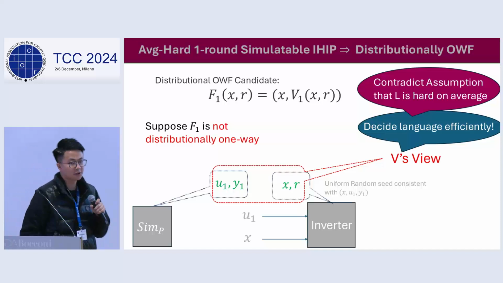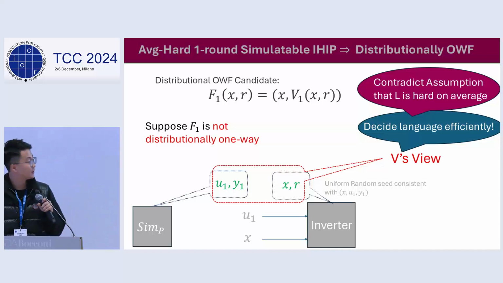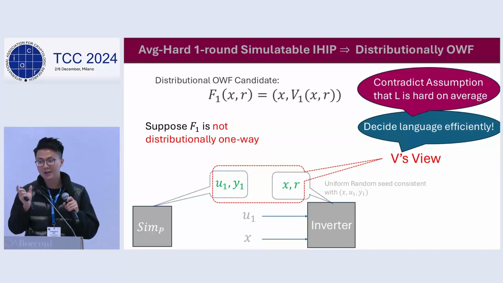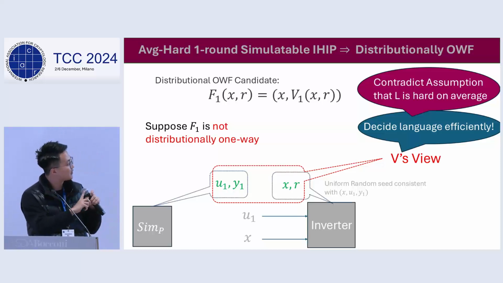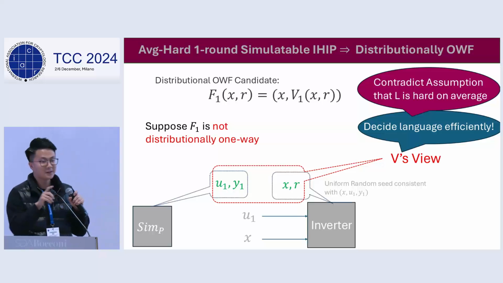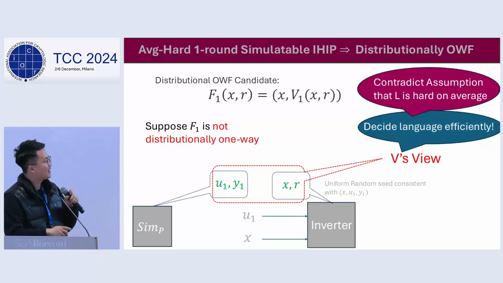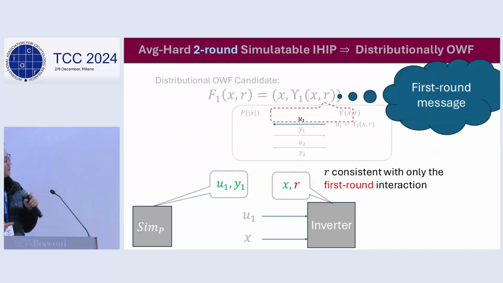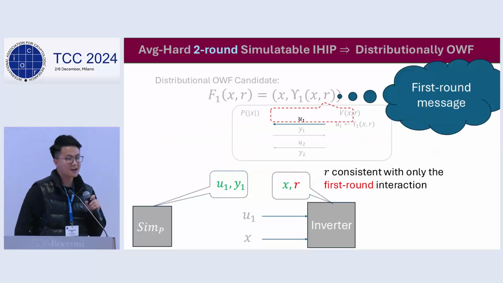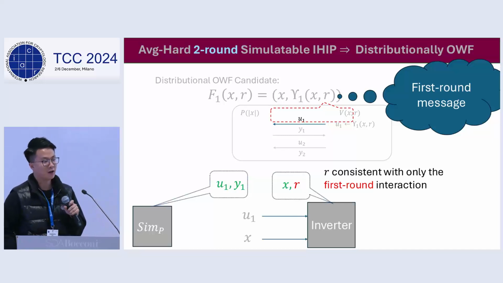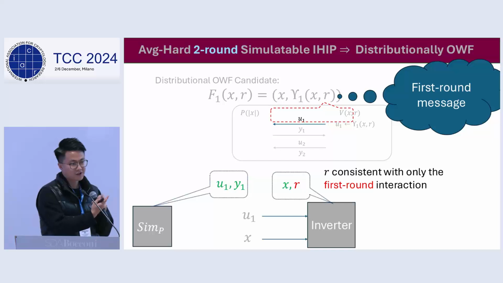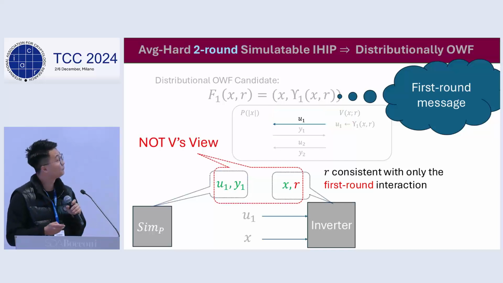So if we have this inverter, we can do the following. We run the simulator to generate the public transcript, and we run the inverter to sample the random C. And this is exactly the verifier's view, which will let us decide the language efficiently and contradict the assumption that the language is hard. Therefore, the function must be distributional one-way.